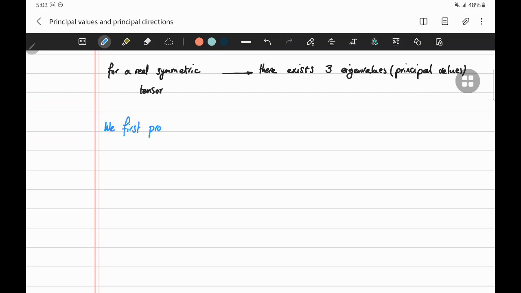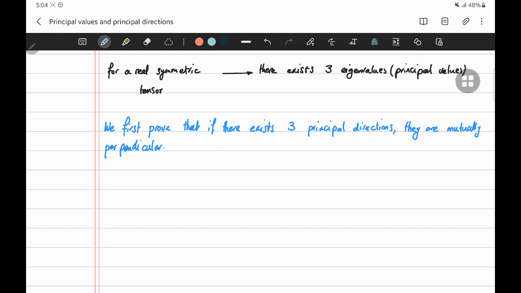We first prove this for a mutually perpendicular system. As we already said, in this course we discuss three mutually perpendicular coordinates, the Cartesian coordinate system. So this cannot be applied to coordinate systems which are not perpendicular to each other. We first prove that if there exist three principal directions, they are mutually perpendicular.